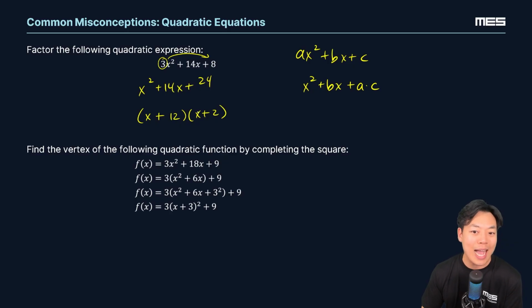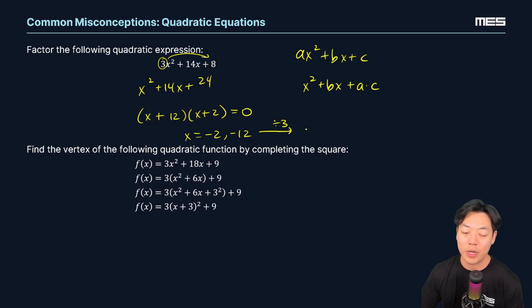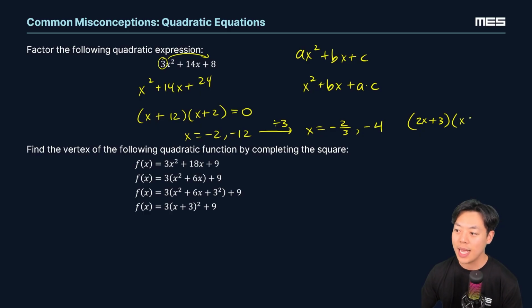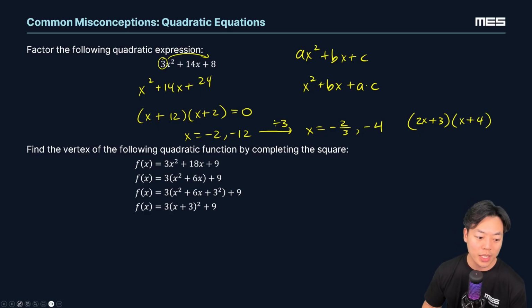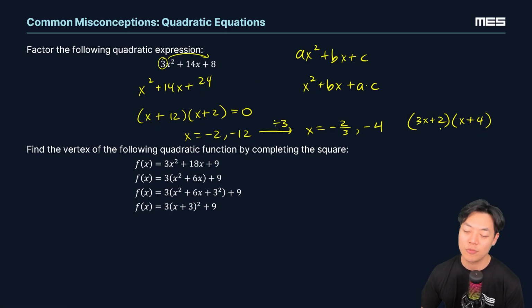Well, now this isn't the actual factorization of all this up here. Instead, what we can do, we can say, let's say this is equal to 0, x will be equal to -2 and -12. And since we multiplied this 8 by a 3 earlier, we'll divide both of these by a 3. So x will equal -2/3 and -4, and that factors into 2x plus 3 and x plus 4. I think this should be 3x plus 2, actually. That makes more sense with the leading coefficient being 3. 3x plus 2, just like that.